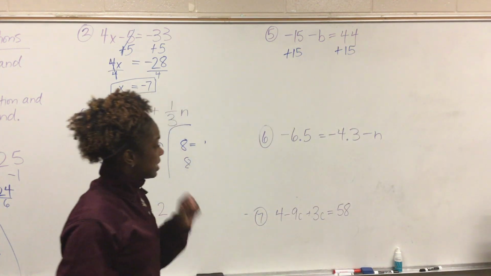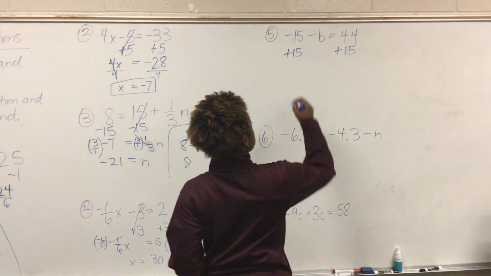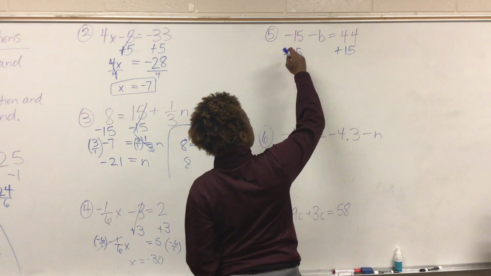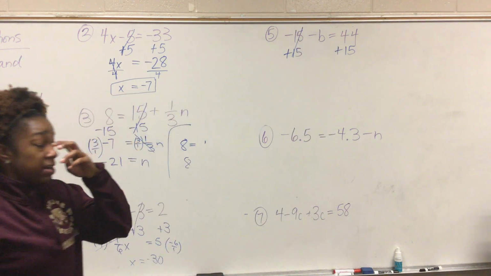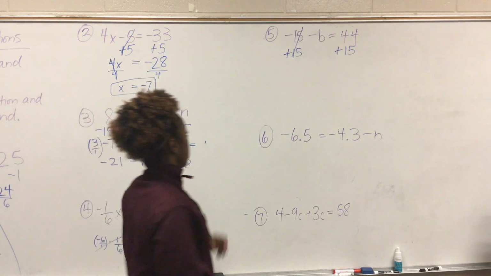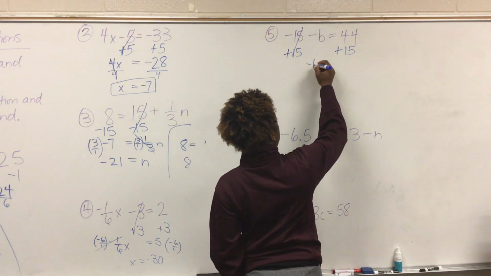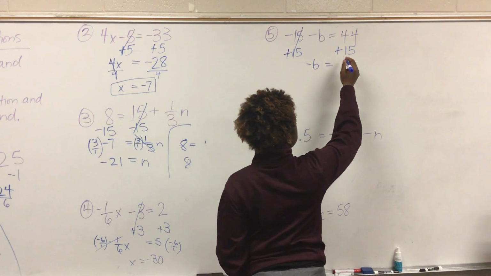Now we added 15 because this will cancel out. Negative 15 plus 15 is 0. Now we're left with just the variable. Okay? So now we have negative b equals 59.